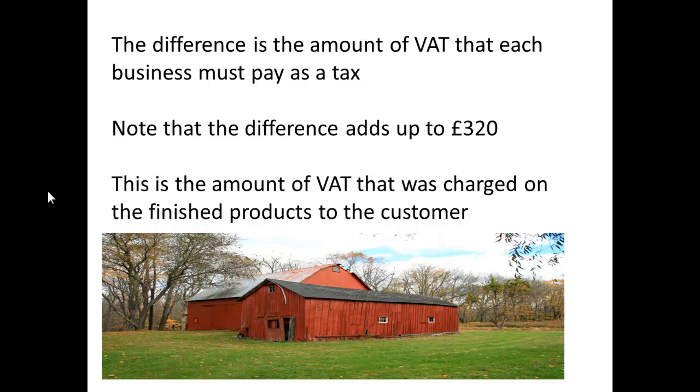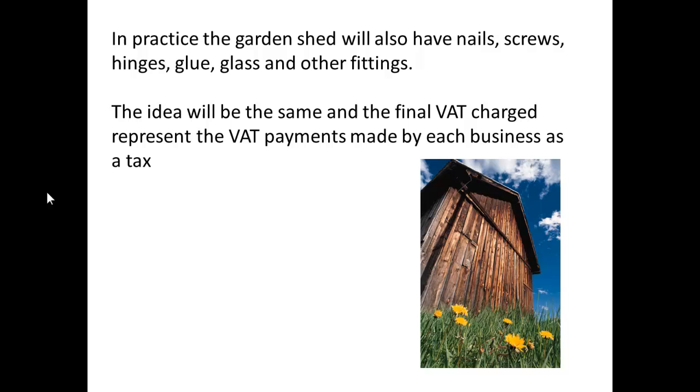So the difference is the amount of VAT that each business must pay as a tax. And of course that total amount, 320, is the amount of VAT that was charged on the finished products to the customer. In practice, of course, that garden shed, to have made it, will have had nails, screws, hinges, glue, etc., all sorts of things. But the idea is still the same. It was just easier to show the VAT as if it was just relating to the timber there.